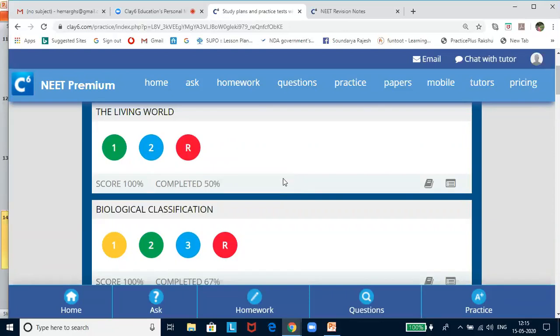Now here you find different kinds of bubbles. Each bubble is a test. Now the R bubble is to assign random tests on the same chapter if you need additional practice. Now you can take any of these tests any number of times. For example, if you have seen a green bubble here, it means you have completed the test, but you can always take this test again if you feel you have to revisit and practice again.